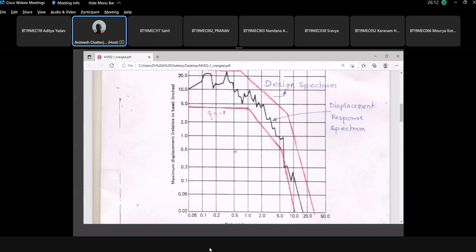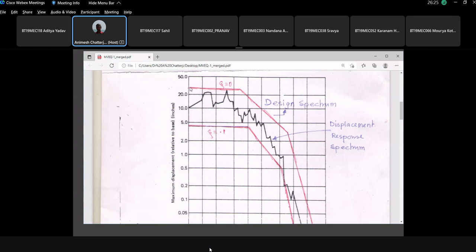Whatever earthquake data we get, we carry on the simulation, and then there are experts who finally prepare this upper limit. It's not that easy. It takes 10 to 20 years to prepare this design spectrum. Design spectrum will be different from one place to another place. It will also be different for damping.